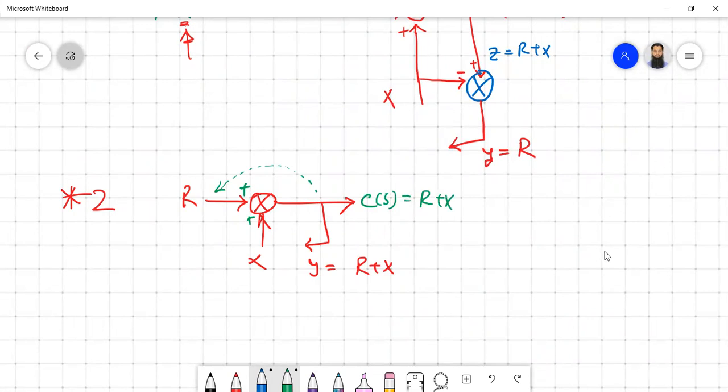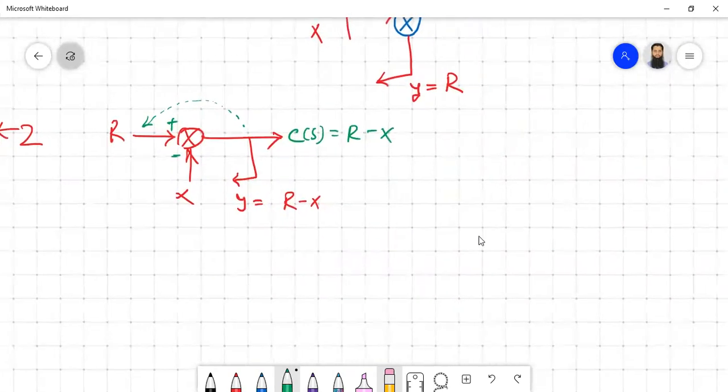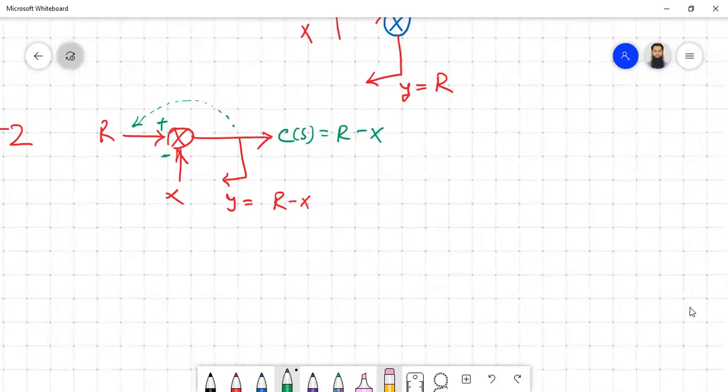Now, I think it will be helpful if you take the negative sign as well. So don't worry, we can take both. So say we are taking a negative sign here, so our response is R minus X. So how can we take it to the other side? Let us bring it to the other side and see what the consequences are and what adjustments we have to make. So this is your R.